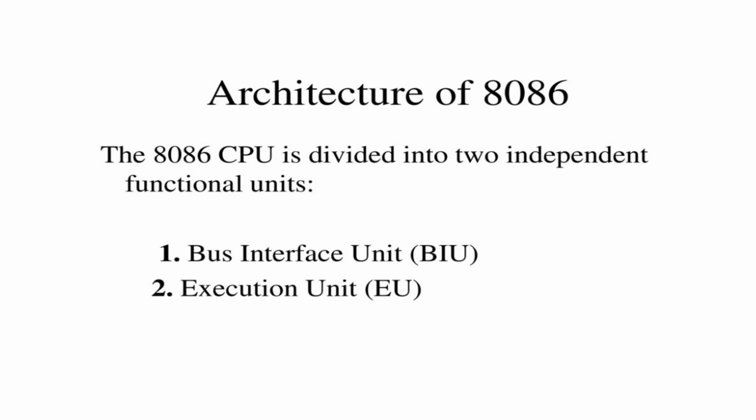The architecture is split into two portions called the bus interface unit and the execution unit. The bus interface unit is for transferring data from memory to the processor, or from an input output device to the processor, for storing the data or sending the data to any outside device. All that will be taken care of by the bus interface unit, and doing arithmetic operations or logical operations, all those things will be taken care of by the execution unit.